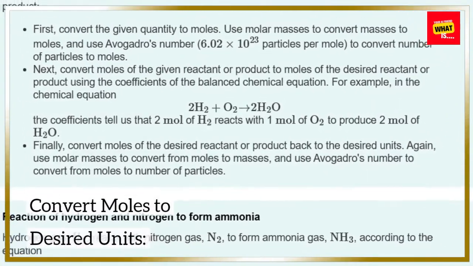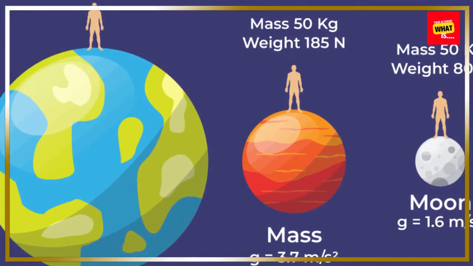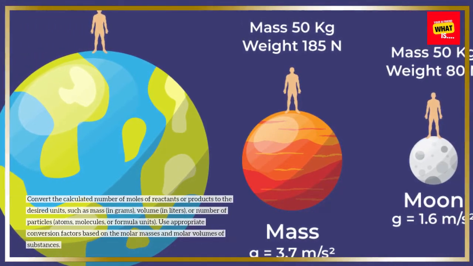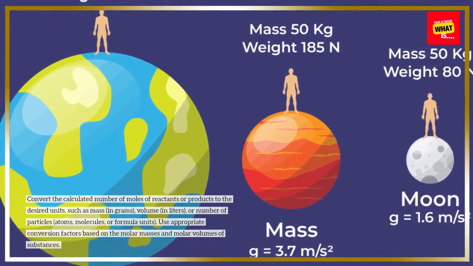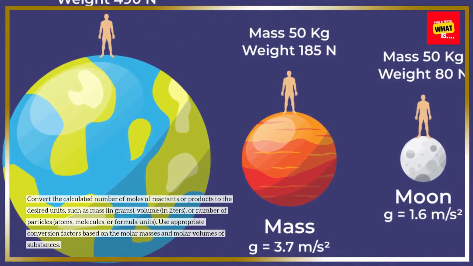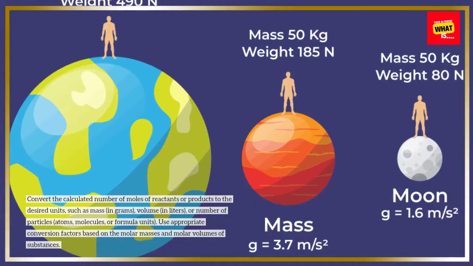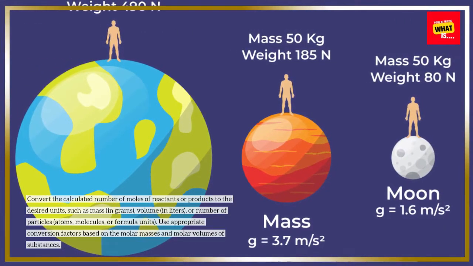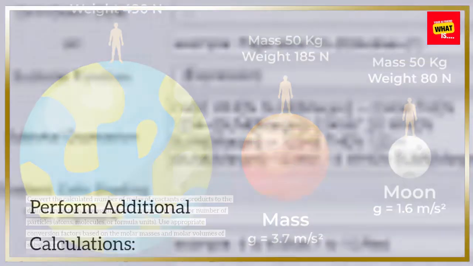Convert moles to desired units. Convert the calculated number of moles of reactants or products to the desired units, such as mass in grams, volume in liters, or number of particles: atoms, molecules, or formula units. Use appropriate conversion factors based on the molar masses and molar volumes of substances.